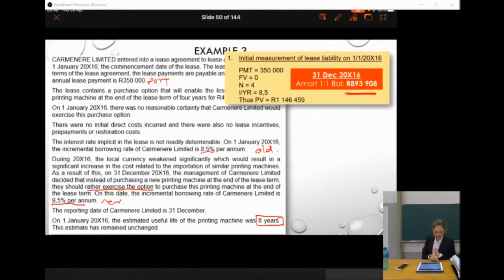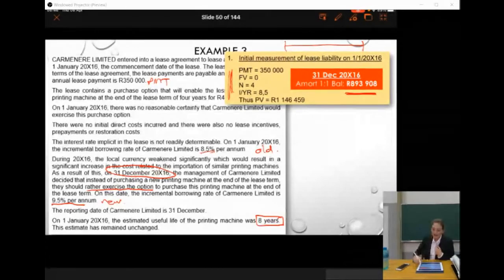Okay, but on this date, we decided that we are going to probably use the option to purchase at the end. So therefore, we have to remeasure our lease liability. Now, during our current year, we've accounted for the lease using this information. At the end of the year, in our GL account, we have this amount sitting there, and now we have to remeasure that.